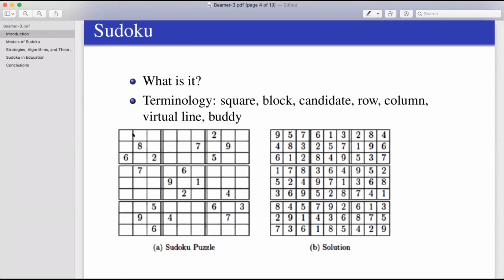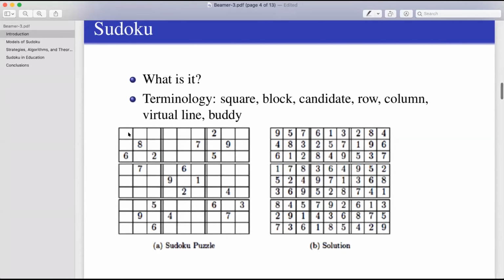So some terminology, the little squares right here are called squares. The 3 by 3 small grid is called a block. A candidate is basically a possibility of whichever digit could go there. A row is obviously a horizontal line, a column, a vertical line. A virtual line is any of these lines, so that we know that the digits 1 through 9 must be in those blocks 1 through 9. And then a buddy, instead of it being a line, is the numbers in that block with it.